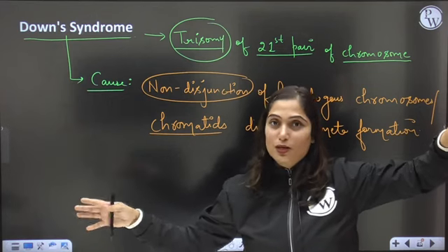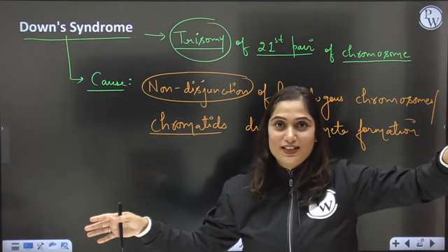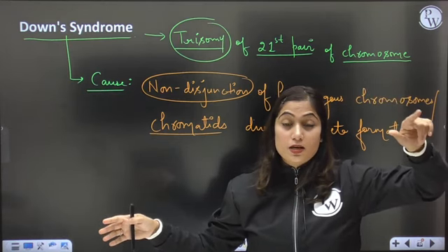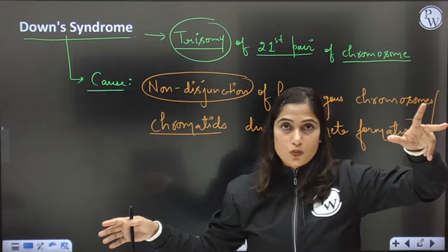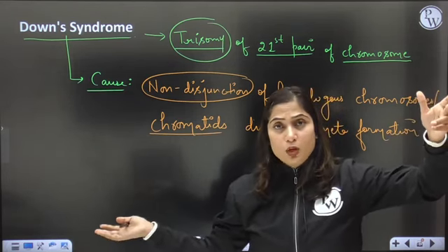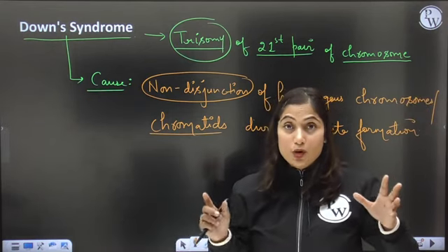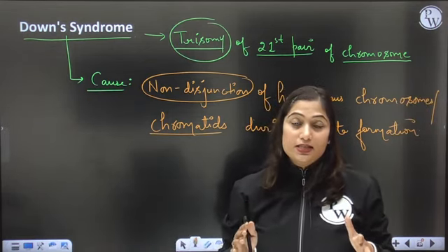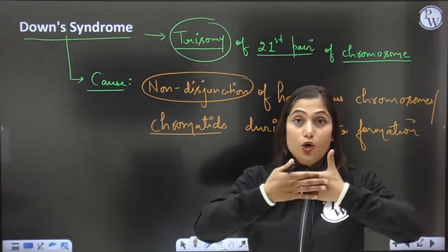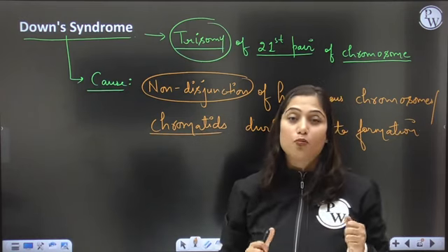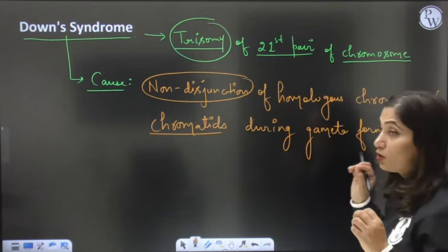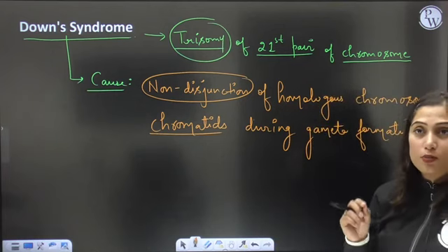and in another gamete the chromosome will not go, right? So if suppose in a gamete there are 23 chromosomes, then 24 chromosomes will be there in one gamete, and in another there would be 22. So the reason for diseases like Down syndrome is non-disjunction. That means there would not be the separation or segregation of homologous chromosomes or chromatids. This is very important. Non-disjunction of chromatids or homologous chromosomes during gamete formation.